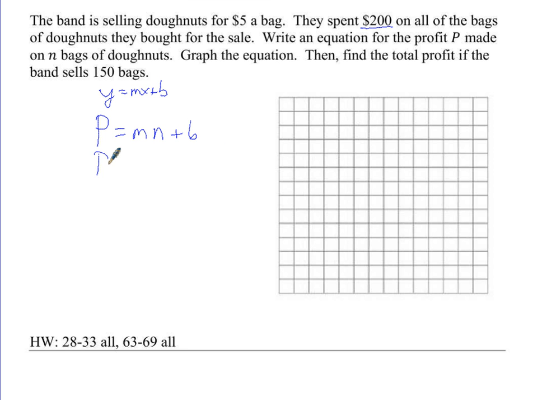So we have P equals, we already know that the y-intercept, the amount that they spent, is going to be minus 200. Then we're going to have something else here. This has to be money, because this is money. We have to have money minus money. So what needs to go in for m?